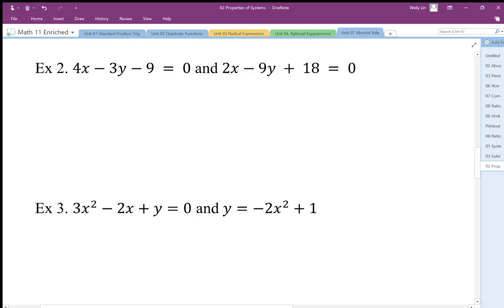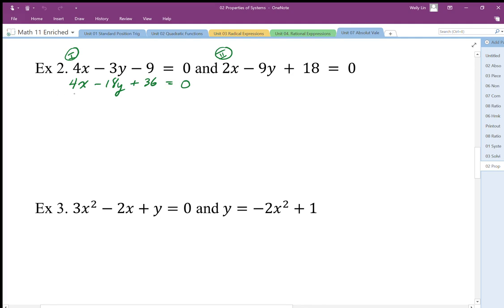So I'm going to number this equation 1, number this equation 2, and I'm going to take equation 2 and double it. So I'm going to do 2 times equation 2. And I'm going to get 4x minus 18y plus 36. And remembering I have to double everything on both sides of the equation.